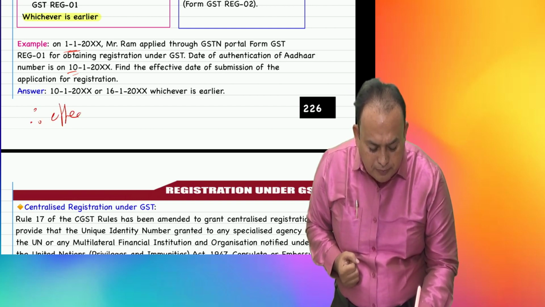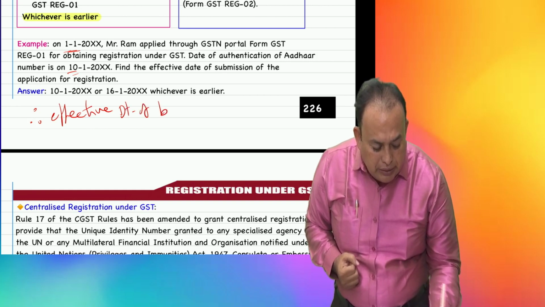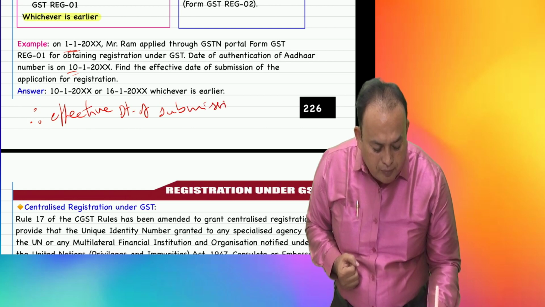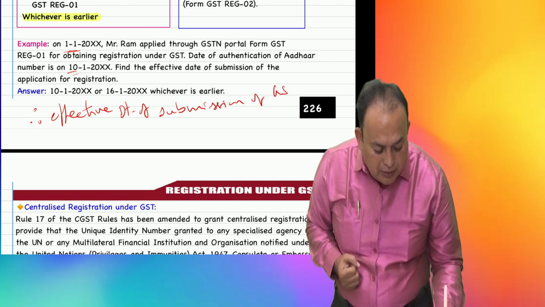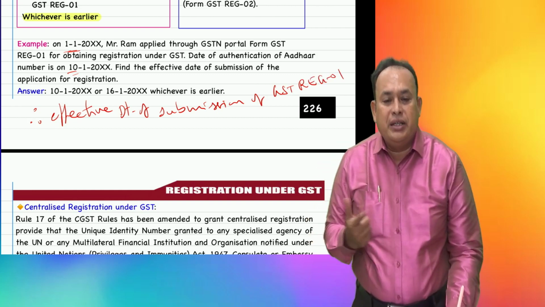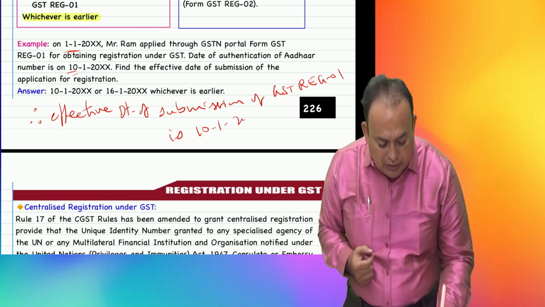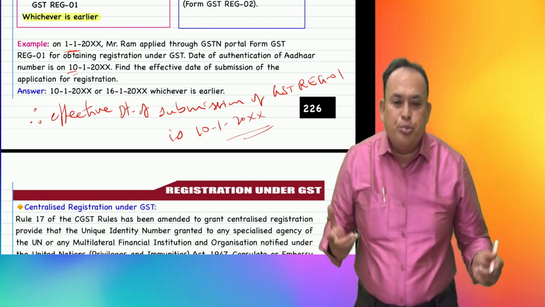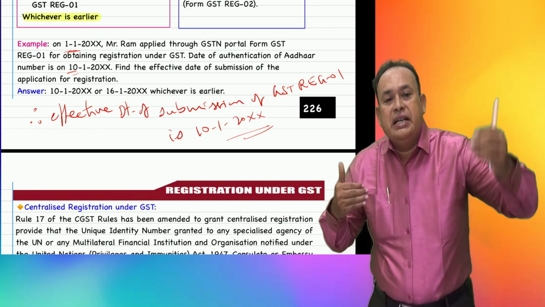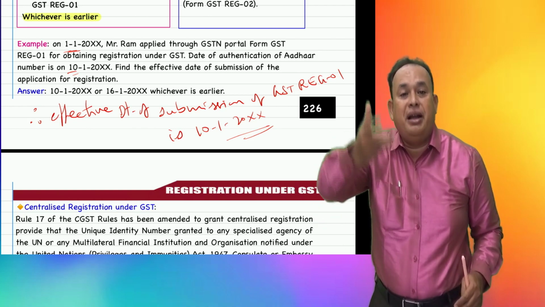here effective date of submission of GST REG01 is 10th January. As simple as this. Effective date of submission. From that date, within 7 working days, certificate of registration form GST REG06 will be granted.